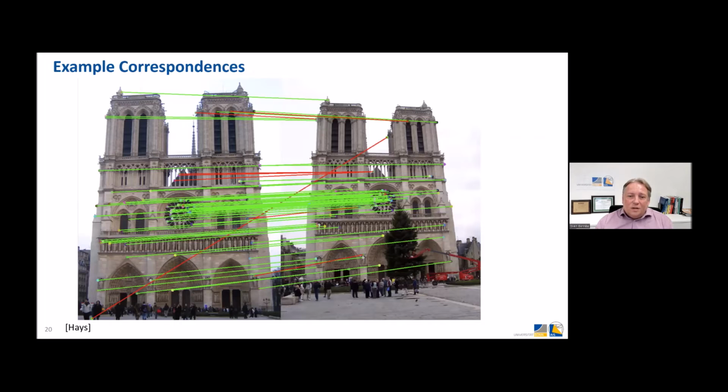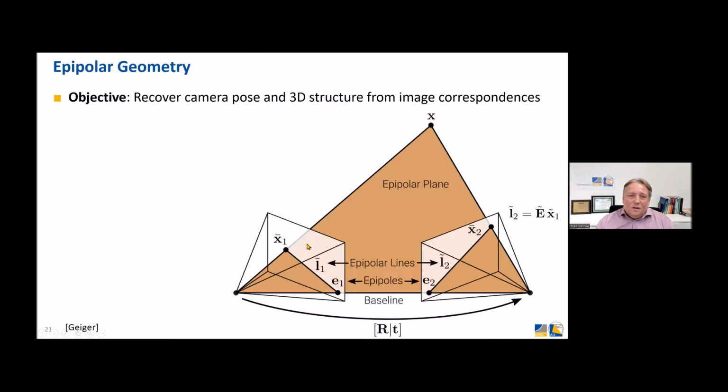And if we match descriptors, often we then match points in the world and have, as indicated by the green lines, valid correspondences. Of course, sometimes it fails and we need to filter out these wrong correspondences.